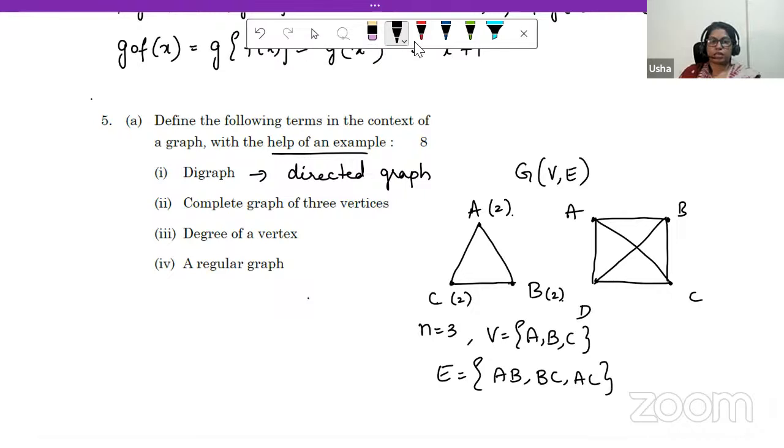Next, regular graph means all vertices have the same degree. All vertices have equal degree. That is a regular graph.